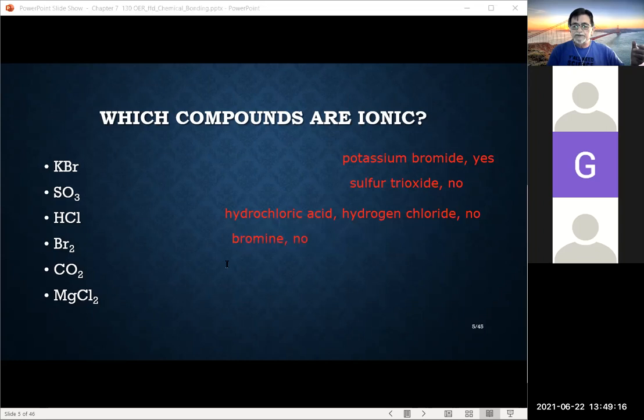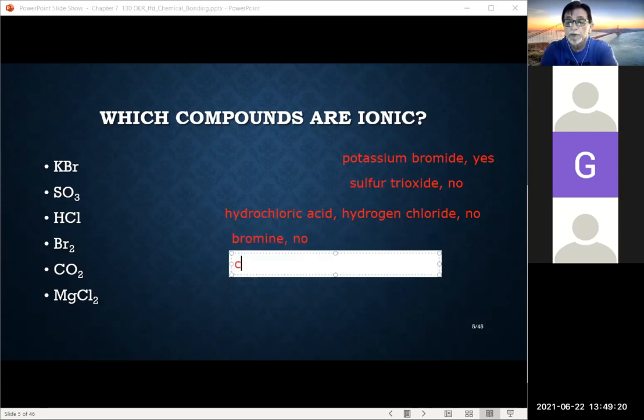All right, what about CO2? We call that, anybody want to give it a name? I'll give you the carbon part. Carbon.